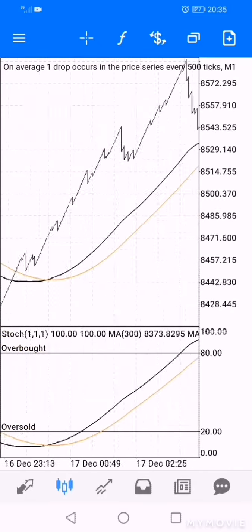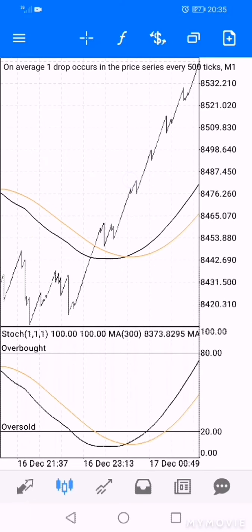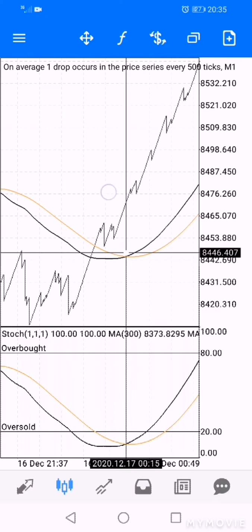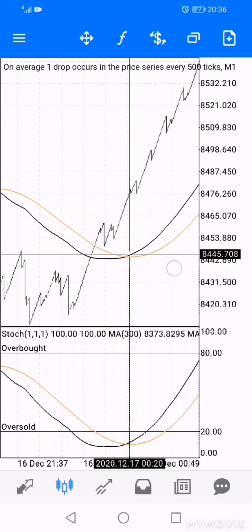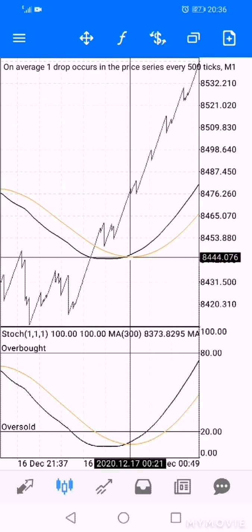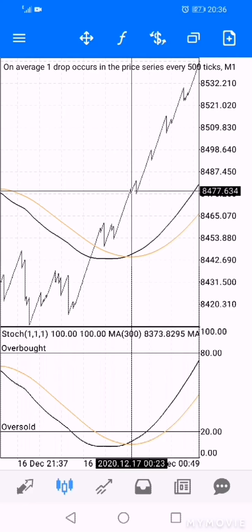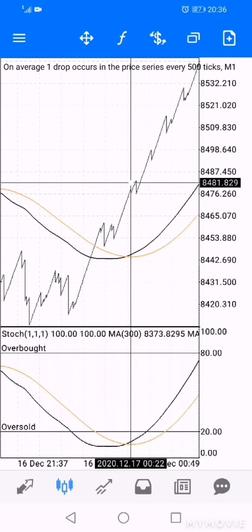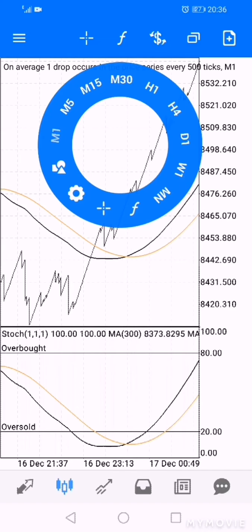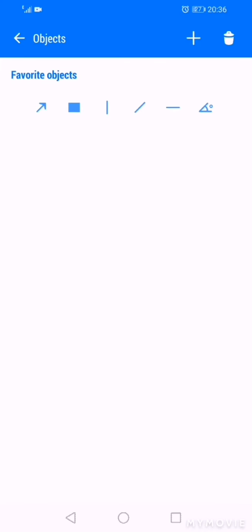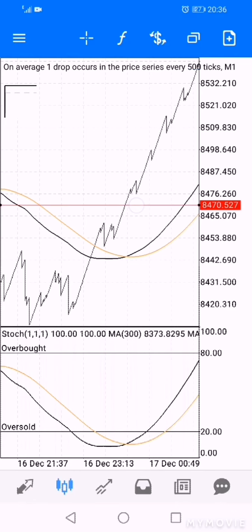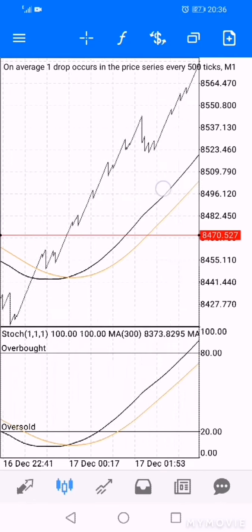So here is how the strategy works. It crossed here on the main chart, and then on your stochastic it crossed below the oversold, below the 20 line. So you were going to buy somewhere there, which means if you bought somewhere here, you were going to get all that profit.